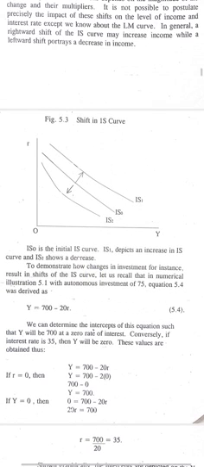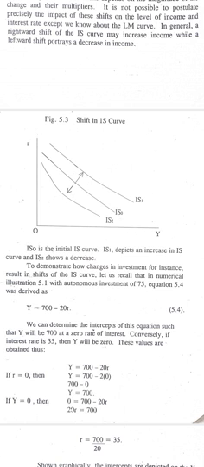So now IS0 is the initial IS curve. IS1 depicts an increase in the IS curve, and IS2 depicts a decrease, because IS1 is a rightward shift, IS2 a leftward shift. To demonstrate how changes in investment, for instance, result in a shift of the IS curve, let us recall the numerical illustration in 5.1 with autonomous investment of 75, and equation 5.4 was derived.